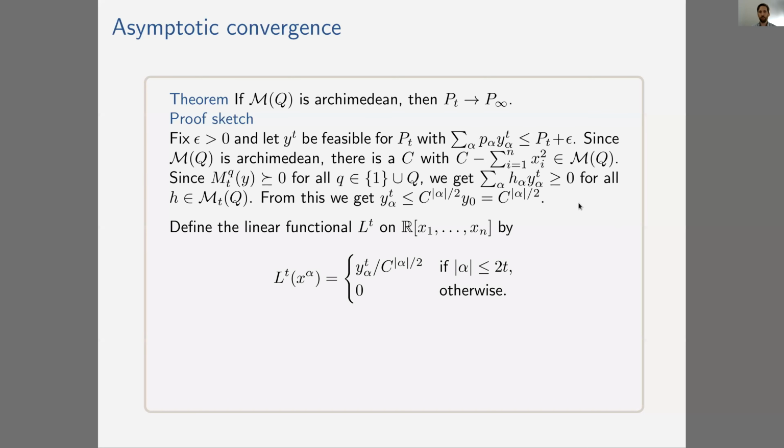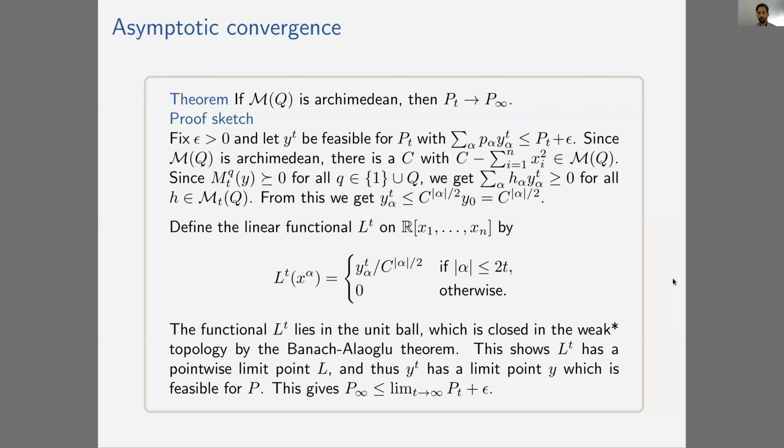Now we're going to define a linear functional L_t on the space of multivariable polynomials. The important thing is we define it on all polynomials, not on polynomials of up to some degree, and define it as follows. We define it by evaluation at monomials, and then you can extend to all polynomials. At x to the alpha, it is this y_alpha,t, but then divided by this number, which means that L_t at a monomial is at most 1. And then we extend with zeros to the full polynomial ring.